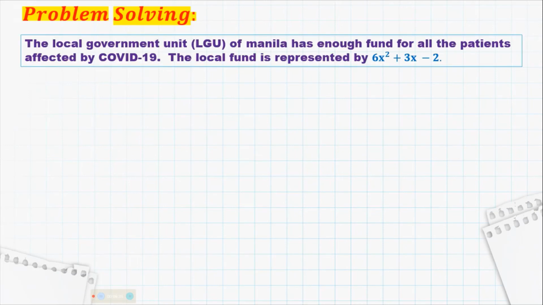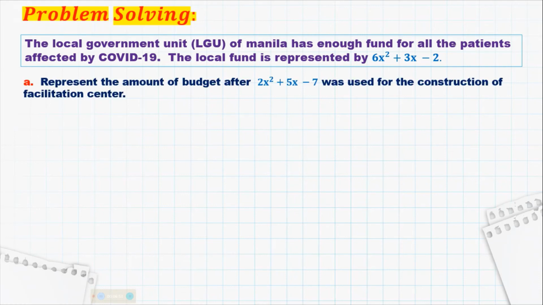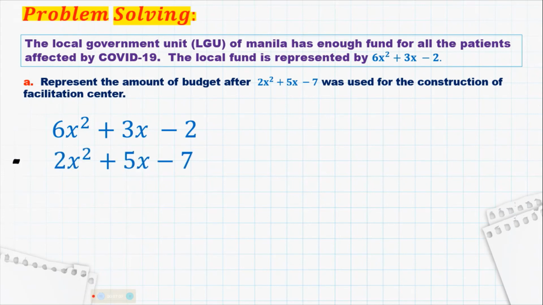Okay, problem solving. The local government unit LGU of Manila has enough fund for all the patients affected by COVID-19. The local fund is represented by 6x squared plus 3x negative 2. Kunyari, yan yung amount. So, sa letter A, represent the amount of budget after 2x squared plus 5x negative 7. Ito naman ay ginamit sa construction. So, gagawin natin, i-minus natin sa 6x squared. Yan, ma-minus natin yung 2x squared plus 5x minus negative 7.